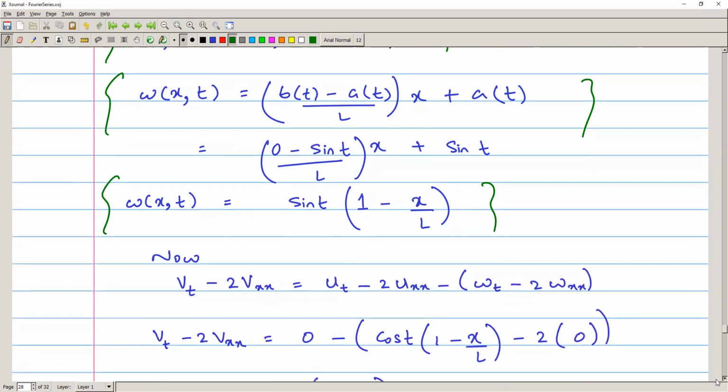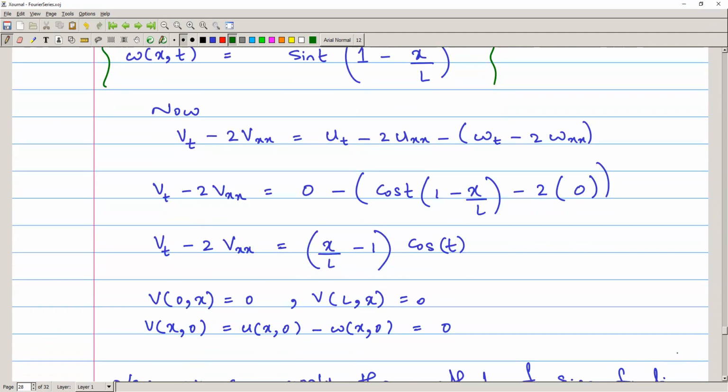Now we are going to work for v_t. So now v_t minus 2 v_xx will be equal to u_t minus 2 u_xx minus w_t minus 2 w_xx. This is actually from this equation: v of x,t is equal to u of x,t minus w of x,t.